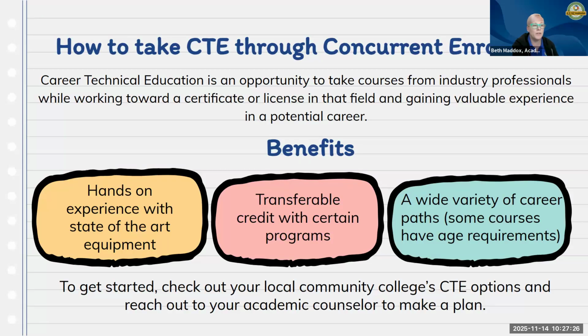A wide variety of career paths. Some courses have age requirements. You can do career technical classes while you're in high school. You can get certificates, and then you can still apply to a four-year university and go on to college and university level stuff, but you've got a real life career certificate that you can use in the meantime.